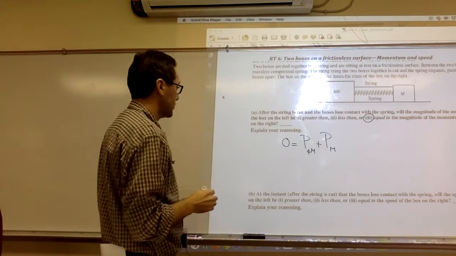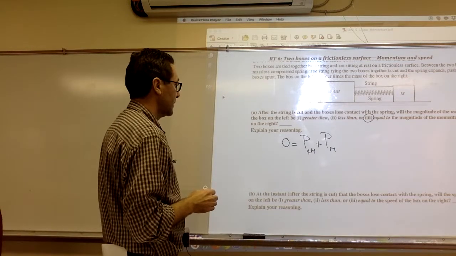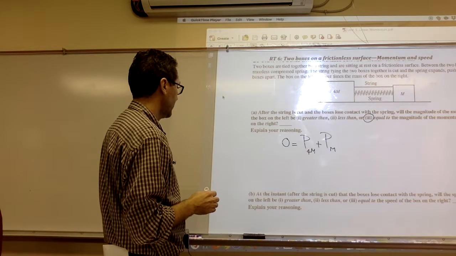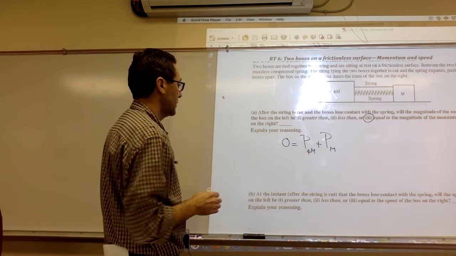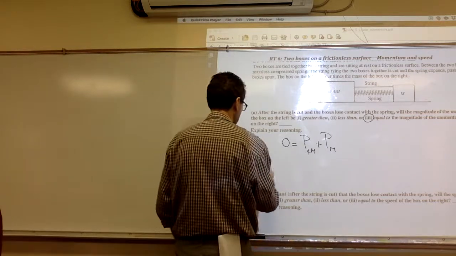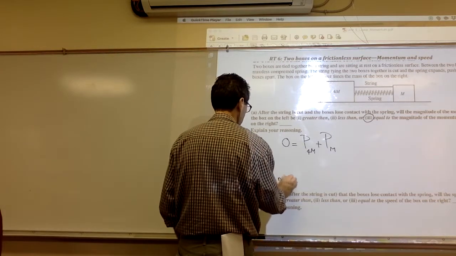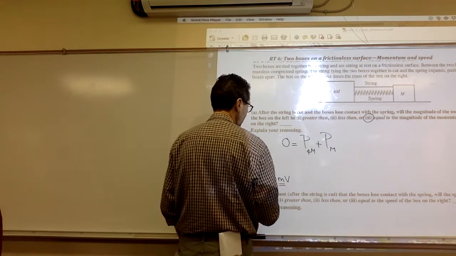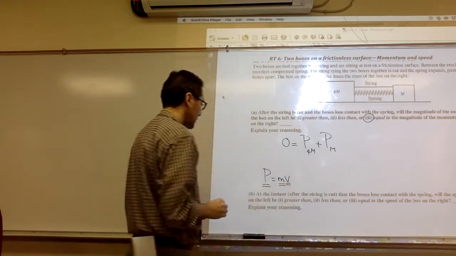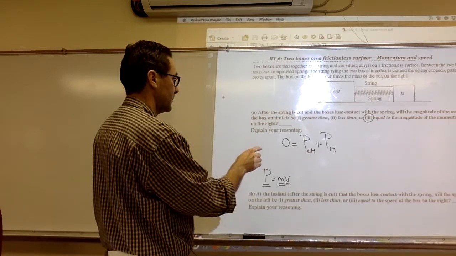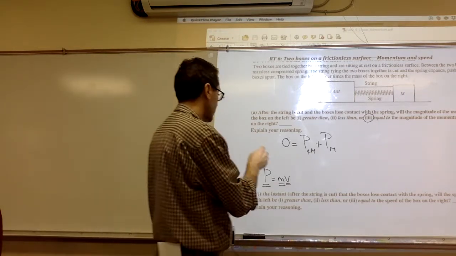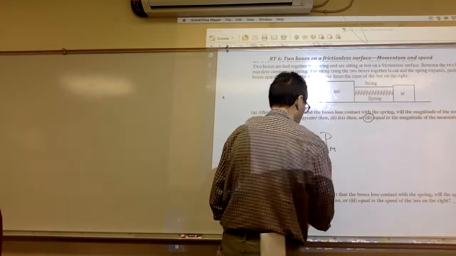At the instant after the string is cut, that the boxes lose contact with the spring, will the speed of the box on the left be greater than, less than, or equal? All right. So momentum is m times v. Since the momentum is the same, the one with the less mass will have to go faster. So the one on the left will have to go slower. So it has to be less.